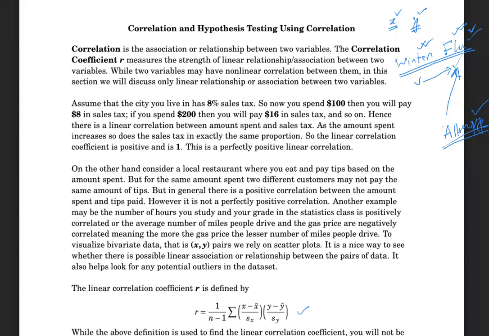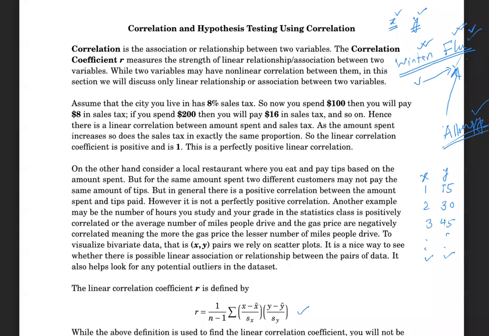Now, some variables are very strongly correlated, and some are not. For instance, if you get paid hourly, if you work 1 hour, you get, let's say, $15. If you work 2 hours, you get $30. It's a linear relationship, right? If you work 3 hours, you get $45, and so on and so forth. The more you work, the more money you make.